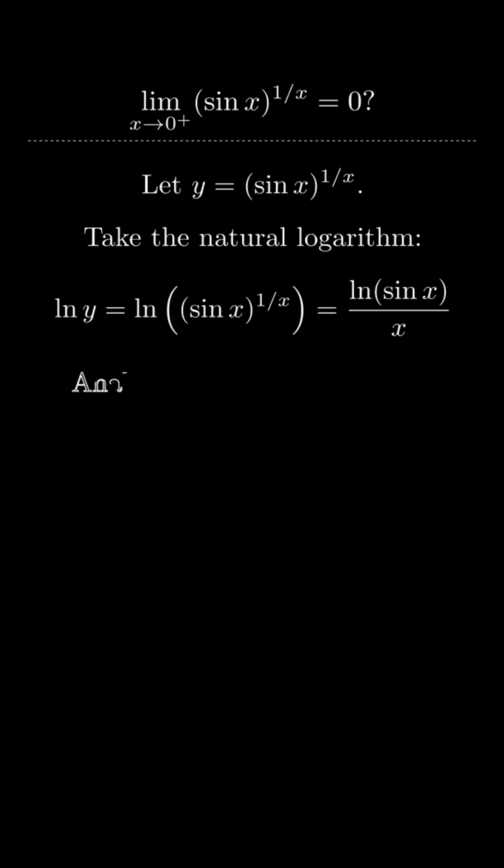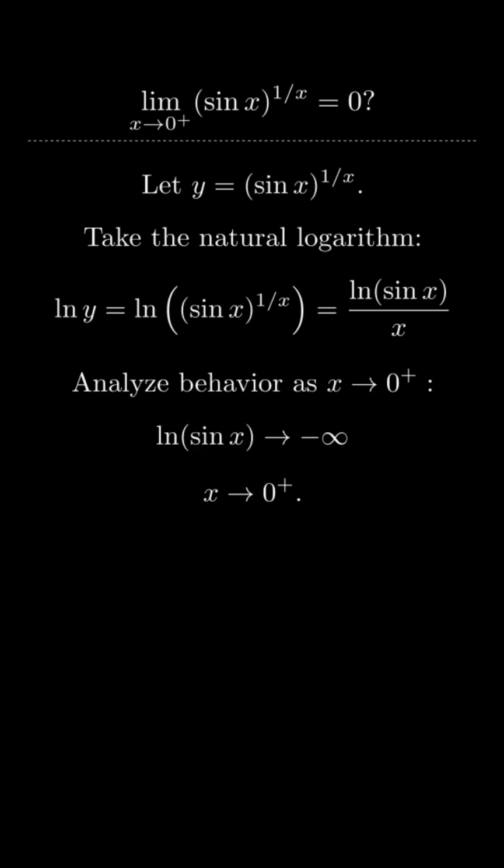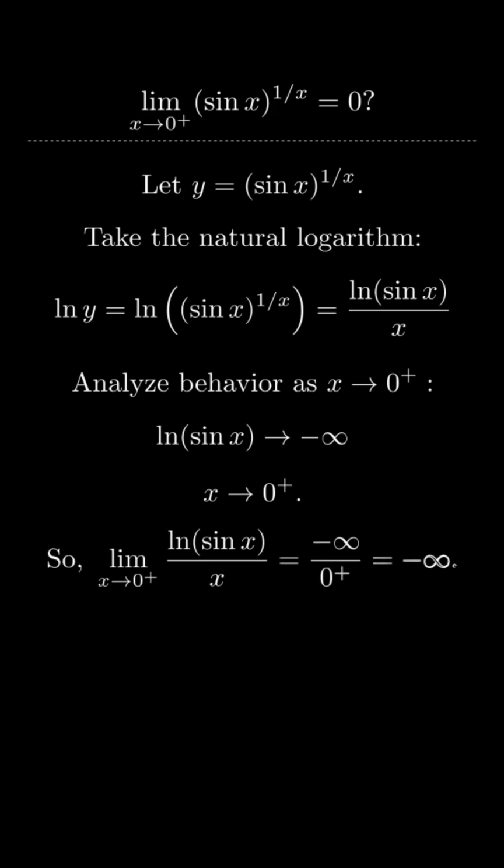As x approaches 0 from the right, the numerator, ln of sine of x, approaches negative infinity, while the denominator x approaches 0 from the positive side. Dividing negative infinity by a tiny positive number yields negative infinity. To find the original limit, we exponentiate back to get the final limit, giving us e to the power of negative infinity, which equals 0.